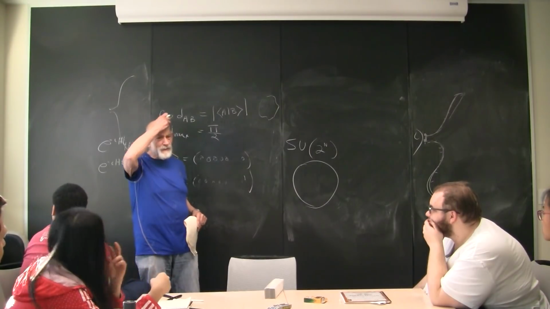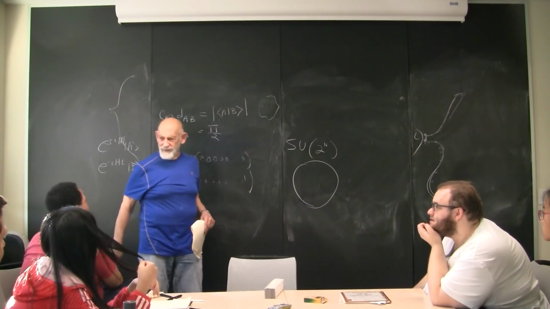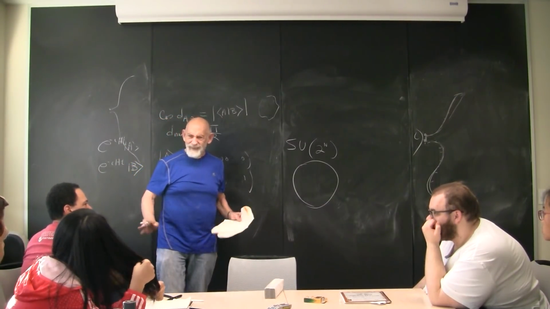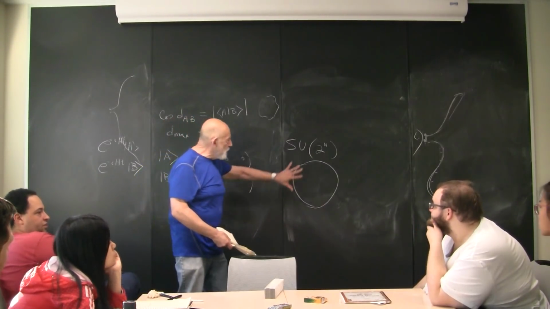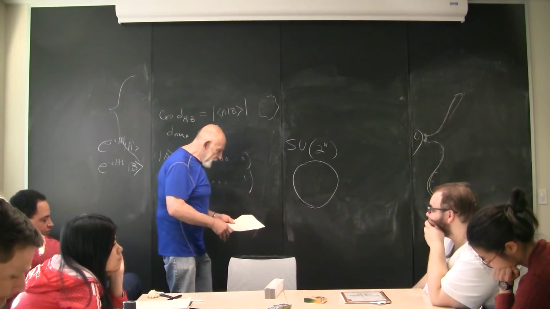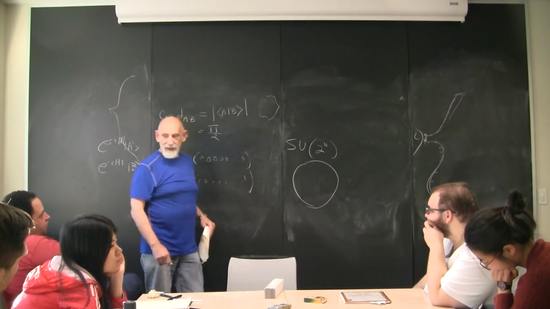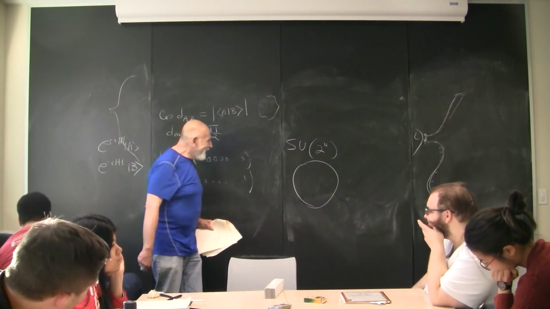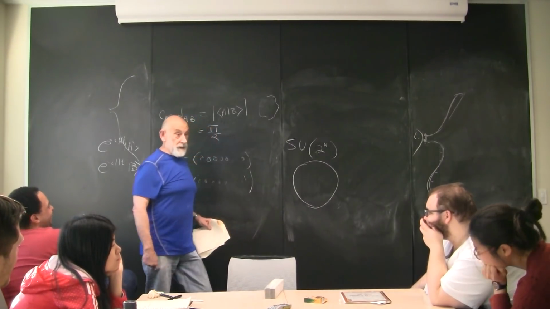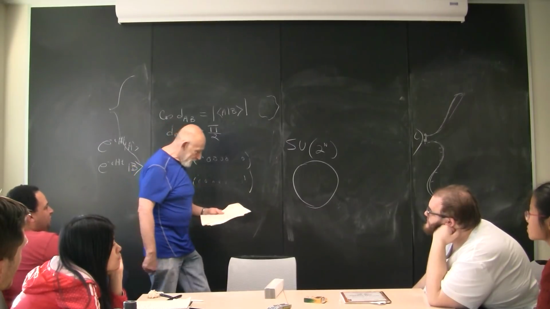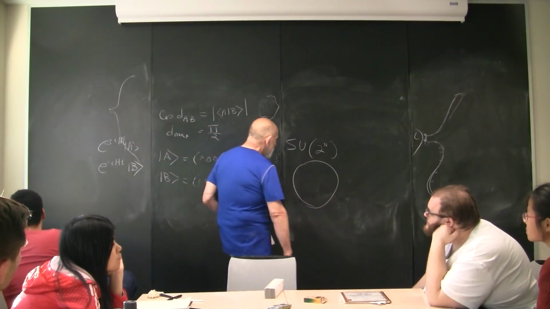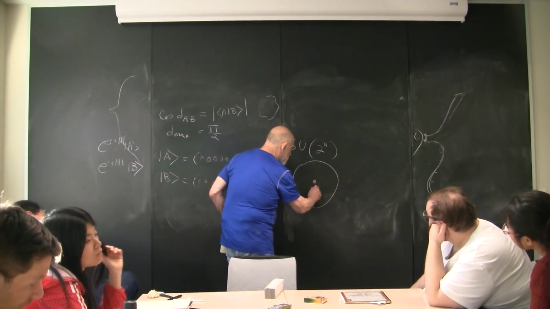Is there any case where SU(2) to the n is a sphere? No. It's a homogeneous space, which means every point is the same as every other point. So I'll draw it as a sphere since I have no idea how to draw it. It can be embedded in an orthogonal group. Just the point is it won't be the same. And let's put the unit operator over here.